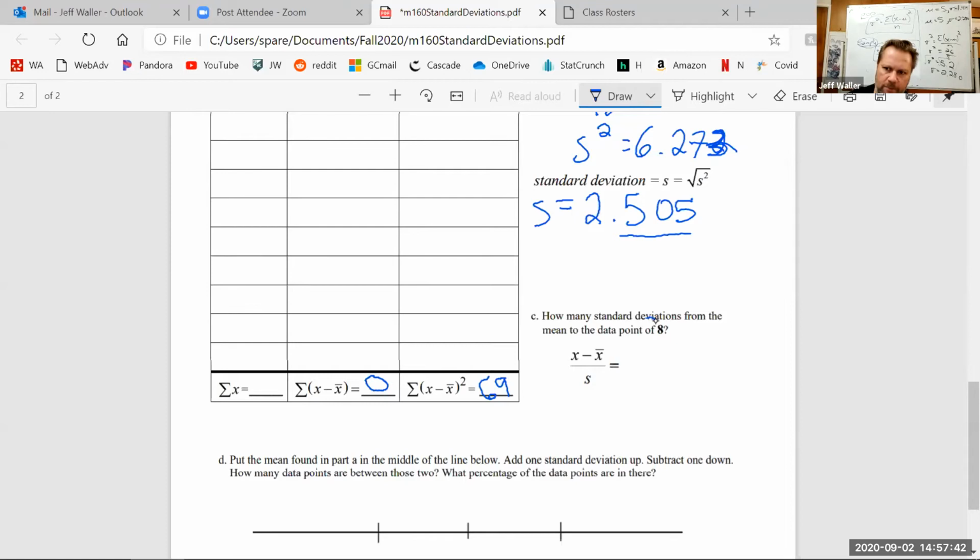Part C says, if I have a data point of 8, so if I made an 8 on this quiz, how many standard deviations away was I? Now think about it. If it comes out positive, that means I scored above average. If it comes out negative, that means I scored below average. Now in this case, the average was 6.5, so it's going to become positive. What do you guys get when you do this? What is that? 3/5. Is that like 0.6? Something close to that? 0.6. Is it 0.6? Yeah, okay. It's about 0.6.